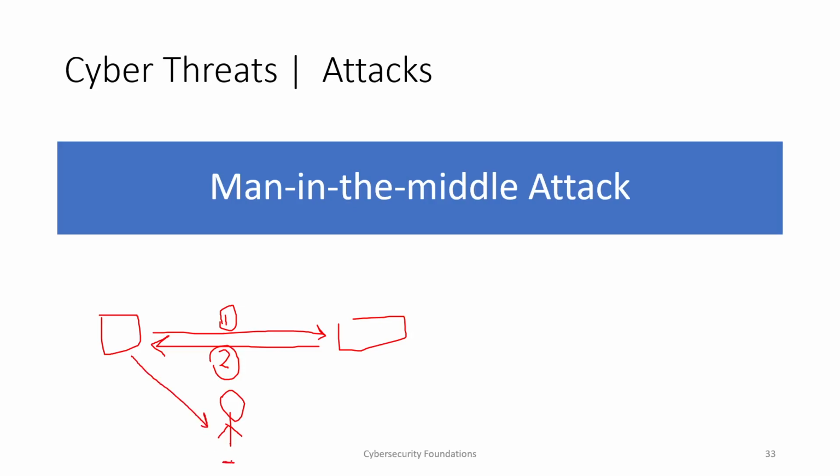The hacker can intercept this traffic and modify it if needed, and then send it to the target system. And when the target system replies, instead of sending the reply back to the original source, the data will be sent to the hacker. The hacker can intercept it and send it back to the original source.